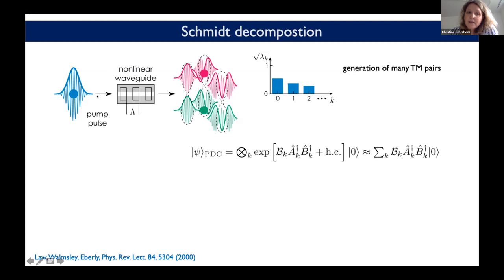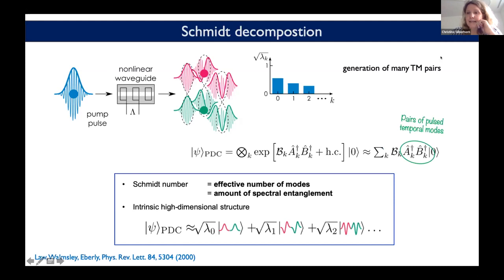What's happening is that this pump pulse is actually generating a multitude of different temporal modes, and this is typically called Schmidt decomposition, and I'll show you what that means. It means the following. We basically can say that, yes, we are generating signal and idler photons, but in pairs of pulsed modes. Every time a signal photon is generated in a Gaussian shape, the idler is also in the Gaussian shape, as you see here, but we have a high dimensional Hilbert space where these different temporal modes which are introduced form a kind of basis.